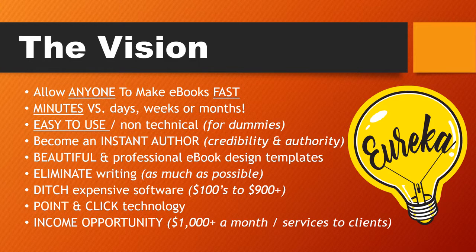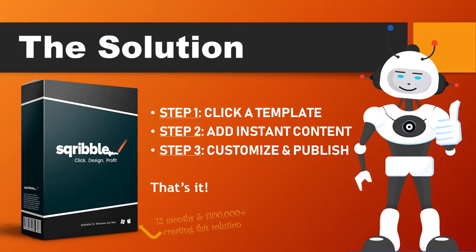But then the solution was actually born. It actually took 12 months and around $100,000 in investment to create this solution, this new software technology. It's called Sqribble. Click, design, and profit, to be able to create ebooks with content in minutes, not months.